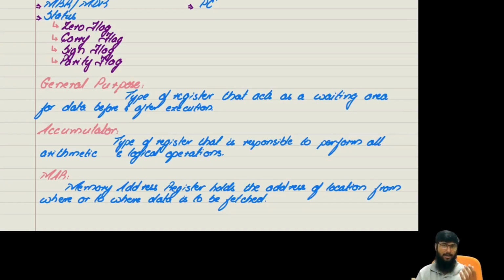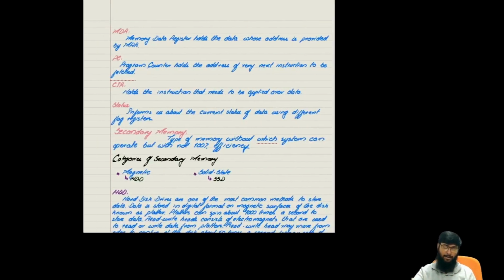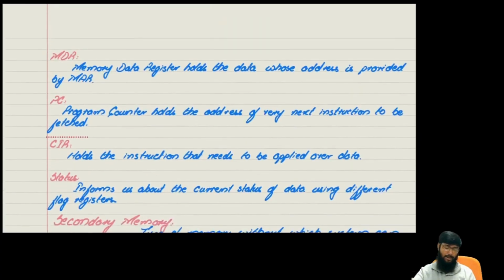So MAR is the memory address register. It holds the address, or section number, from where you need to bring the data, or where you need to store that particular data after execution. The address of the location where you are going to store the data, or from where you are bringing the data, is stored in the MAR. So MAR is actually holding the address.